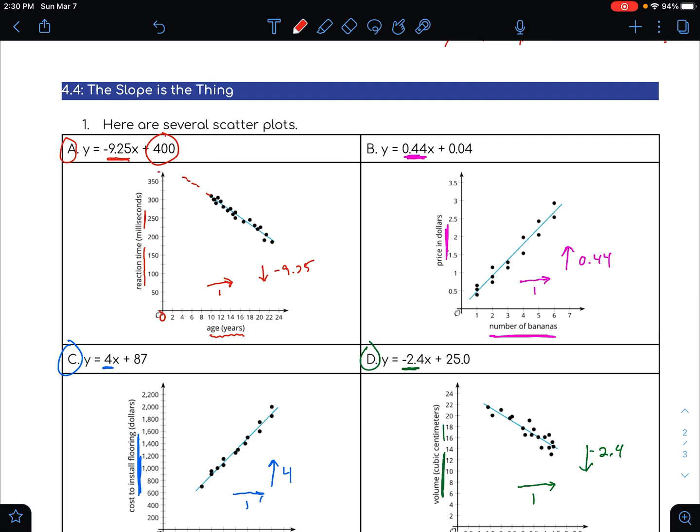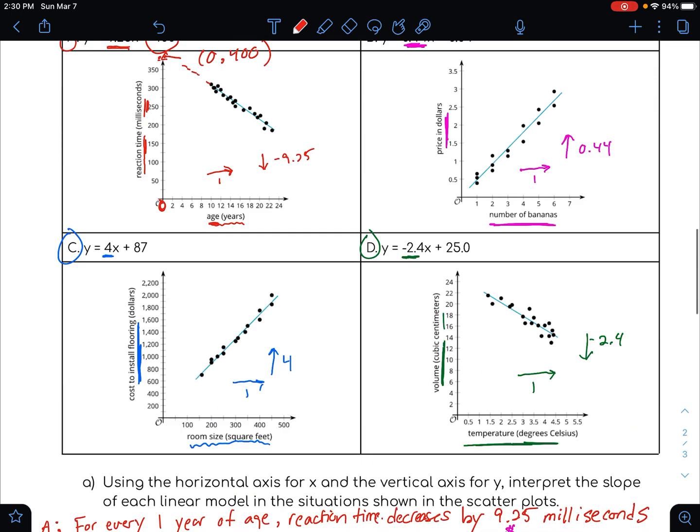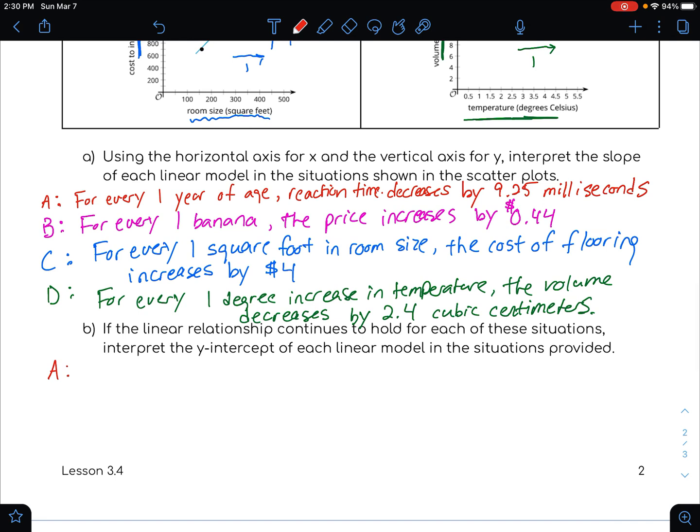400 would be if you had a 0. So the coordinates, let's just think about that for a sec. The coordinates of the y-intercept will be 0 comma something. So in this case, 0, 400. And so the x value is 0. So that means at age 0, the reaction time is 400 milliseconds. Okay, so that's literally what that would mean in the context of this situation.